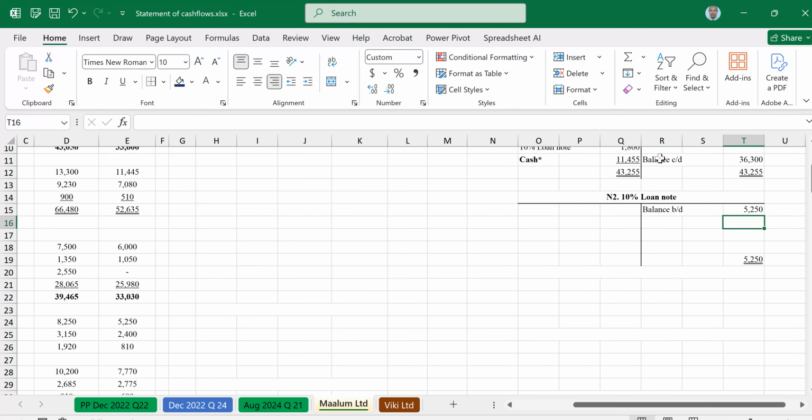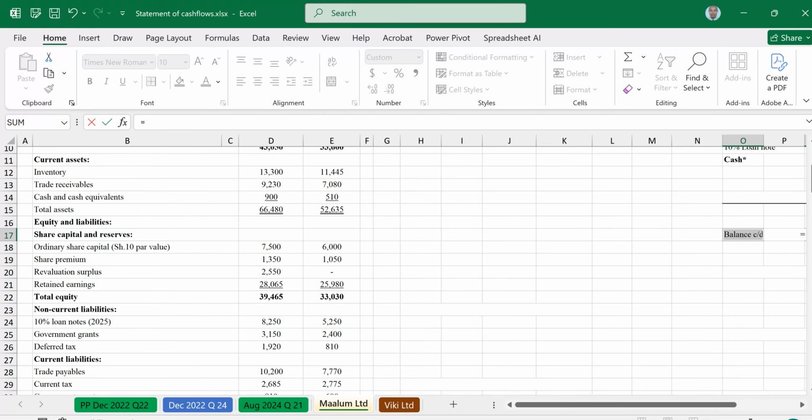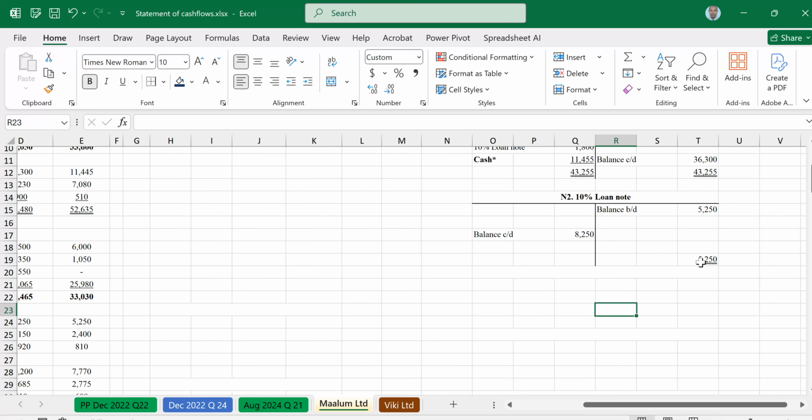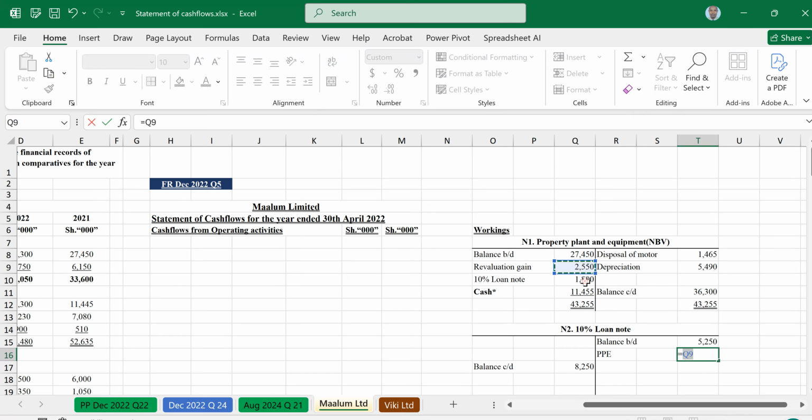Then you also have the balance carried down, and that amounted to 8250. So that is 8250, balance carried down. After that, you bring in the plant that was acquired. So PPE, that goes to plant. Plant acquired amounted to 2550, not 2550, but 1800.